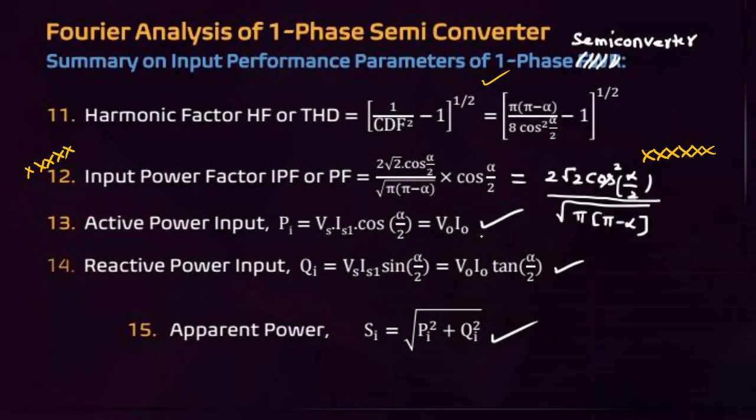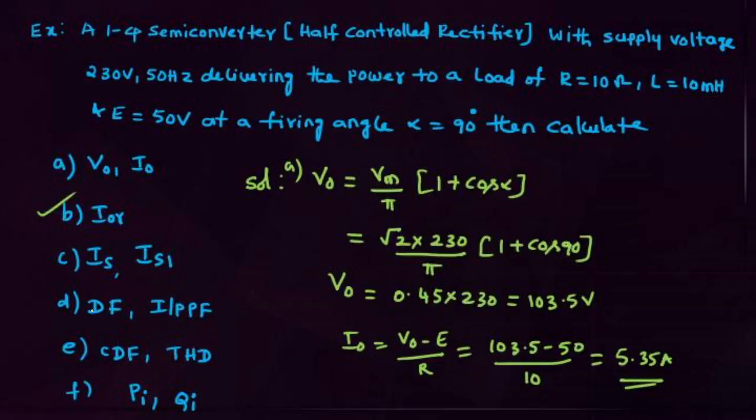Next, what is the active power input? Active power input is V naught into I naught. What is the reactive power input? V naught I naught tan alpha by 2. But in full wave rectifier it is only tan alpha. But here it is tan alpha by 2. What is the apparent power, students? Square root of active power square plus reactive power square. This is one model of question that you have to practice.